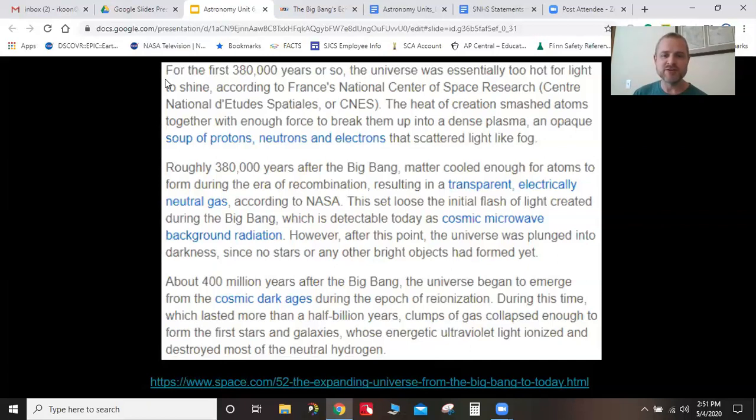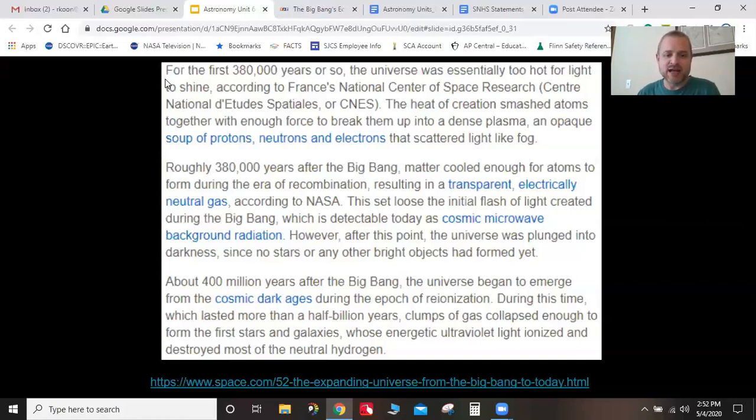Roughly 380,000 years after the Big Bang, matter cooled enough for atoms to form during the era of recombination, resulting in a transparent, electrically neutral gas, according to NASA. This set loose the initial flash of light created during the Big Bang, which is detectable today as cosmic microwave background radiation. However, after this point, the universe was plunged into darkness since no stars or any other bright object had formed yet. It says after that point, it basically means before that point, going back to the Big Bang.